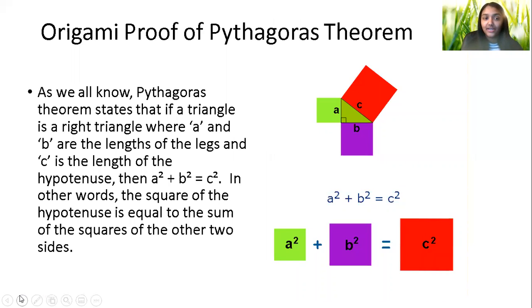Origami proof of Pythagoras theorem. As we all know, the Pythagoras theorem states that if a triangle is a right triangle where A and B are the lengths of the legs and C is the length of the hypotenuse, then A squared plus B squared equals C squared. In other words, the square of the hypotenuse is equal to the sum of the squares of the other two sides. The pictures over here demonstrate that.